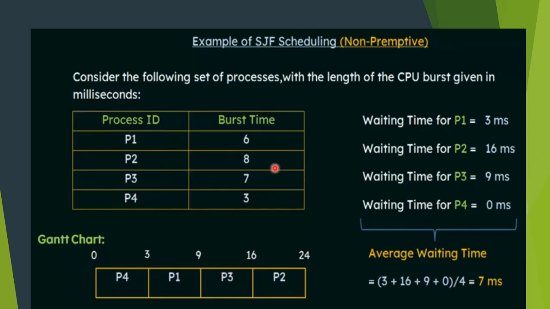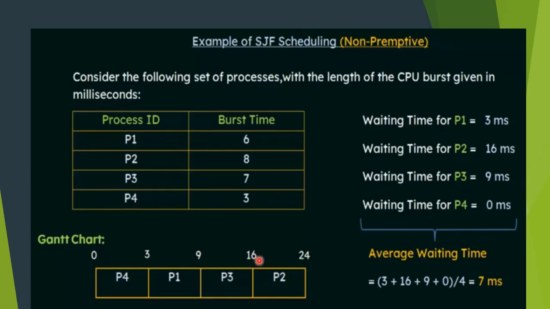Then process 3 will follow with 7. From 9, process 3 will use 7 units of time, which will take it up to 16. Then it will stop. Then eventually the last process will come in, which is process 2, from 16, and will use 8 units of time, which means it will stop at 24.